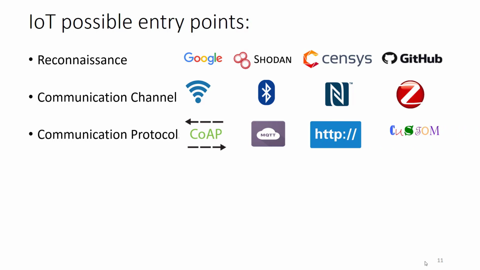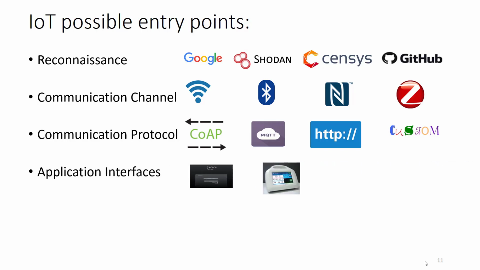Then comes the communication protocol. CoAP and MQTT are the most common communication protocols on IoT devices, which do not have so much memory or calculation power. Then it is possible to have a web server running on the device, or there is also a possibility of a custom protocol on an IoT device, which we need to analyze, reverse engineer, and find the data out of.